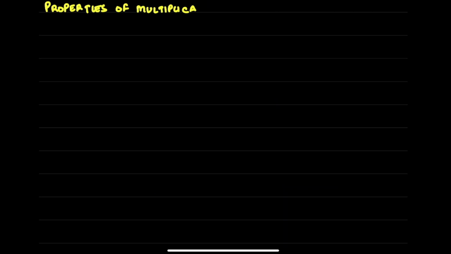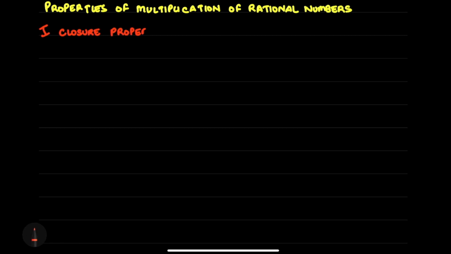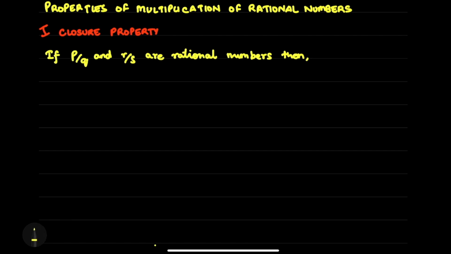Now let's look at properties of multiplication of rational numbers. The first one being the closure property. Closure property states that if p by q and r by s are two rational numbers, then p by q into r by s is also a rational number.